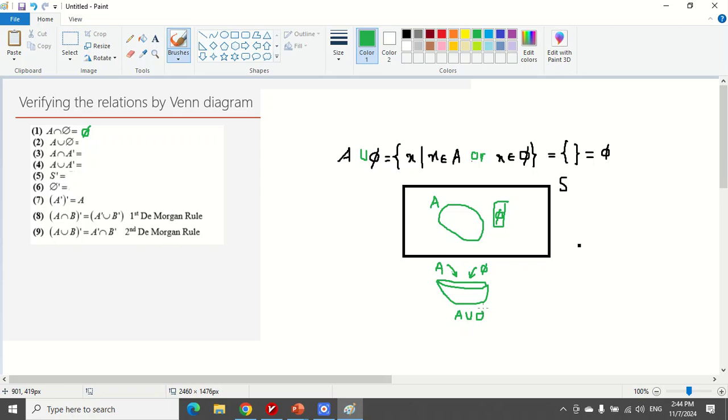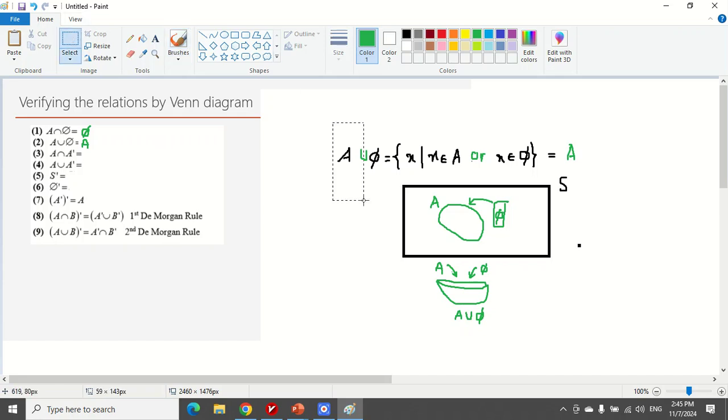And as I said, A union phi right now should be equal to A itself, meaning that the union of both of them is equal to A. If you take a look over here, the phi inside of A gives us the total A. So the result of A union phi will be equal to A.